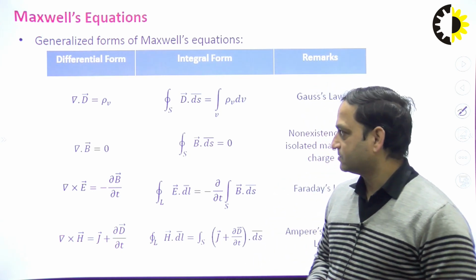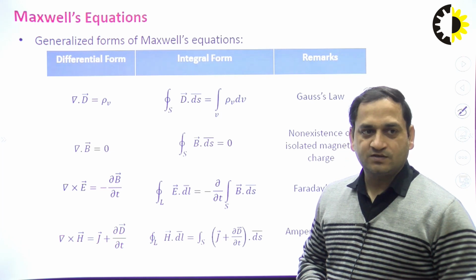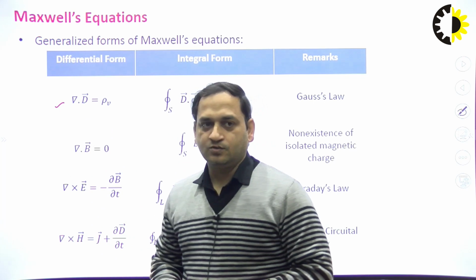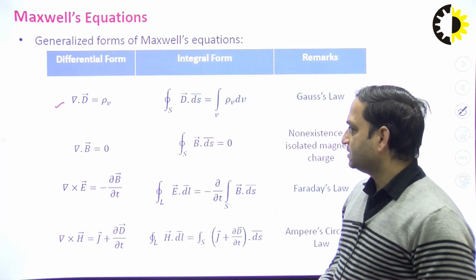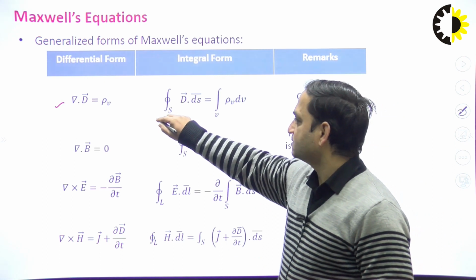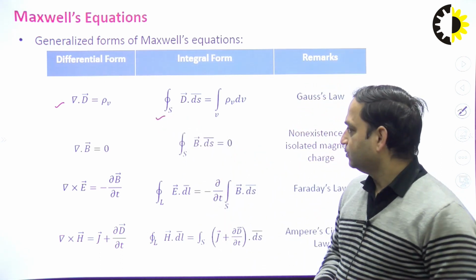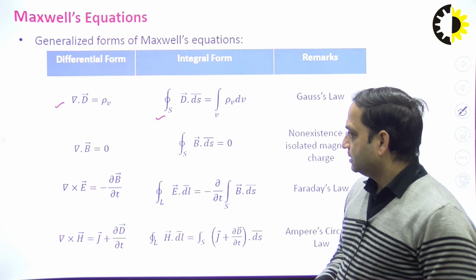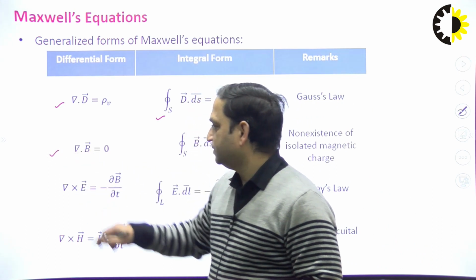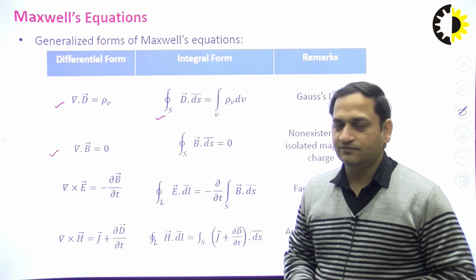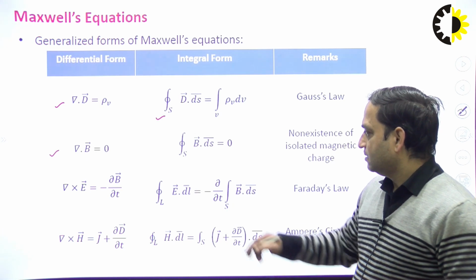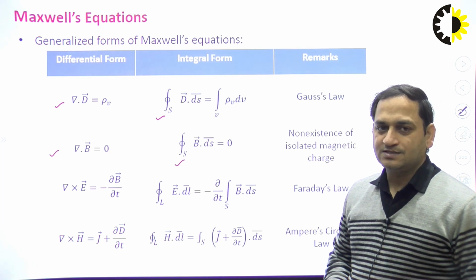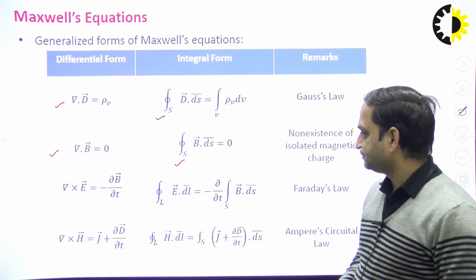The first Maxwell equation in differential form is del dot D equals rho v, and its integral form is D dot ds over a closed surface equals rho v dv over the volume, which is given by Gauss's law. Second is del dot B equals 0, with integral form B dot ds over a closed surface equals 0. The significance of that is the non-existence of isolated magnetic charge.